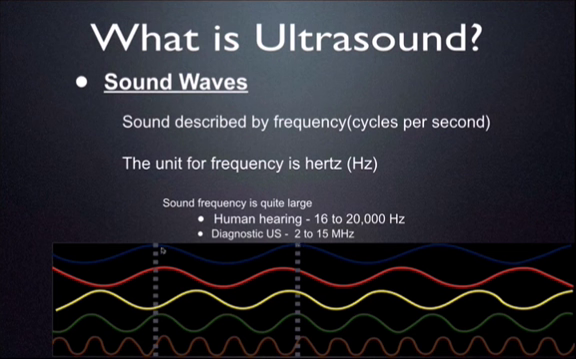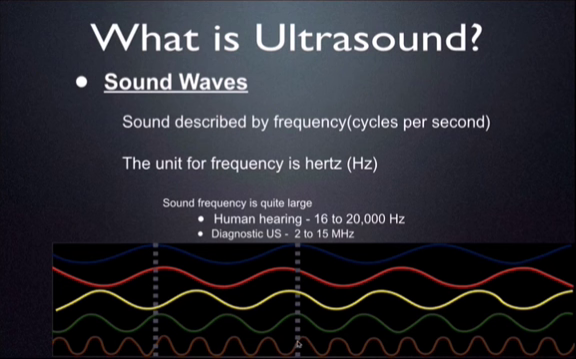If we assume that the time interval between our two dotted lines here is one second, this blue wave right here would be one cycle per second, or 1 hertz. Compare that to this brown wave down below, there would be 1, 2, 3, 4 cycles per second. So the frequency would be 4 hertz. Now, obviously, there is a broad range of frequencies associated with sound. For human hearing, it's 16 to 20,000 hertz. Diagnostic ultrasound is 2 to 15 megahertz.